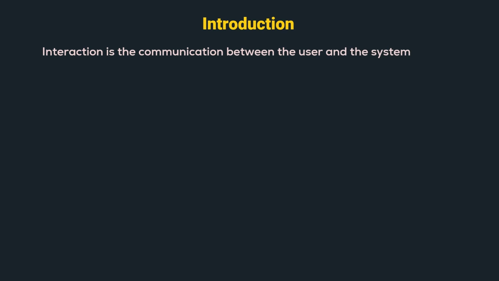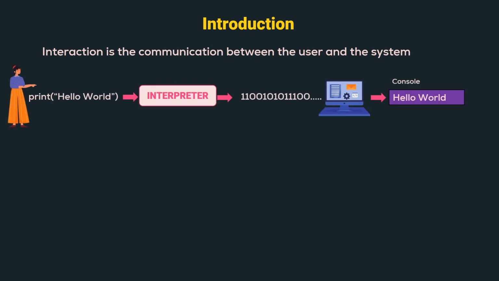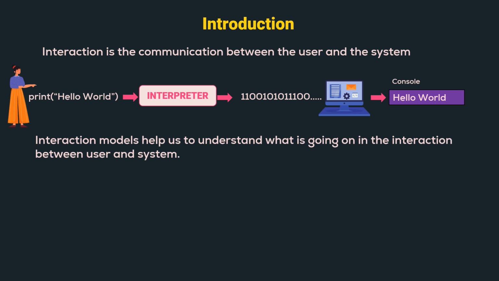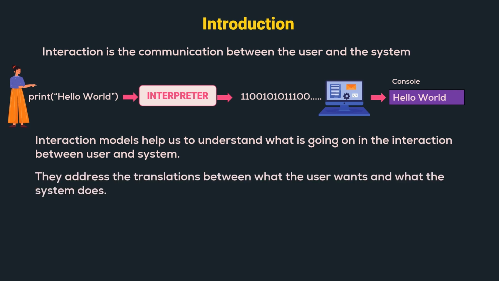Interaction is the communication between the user and the system. As we have seen in our previous videos, both humans and machines are complex and they view the problem domain and task differently. So, interaction models help us to understand what is going on in the interaction between the user and the system. They address the translations between what the user wants and what the system actually does.